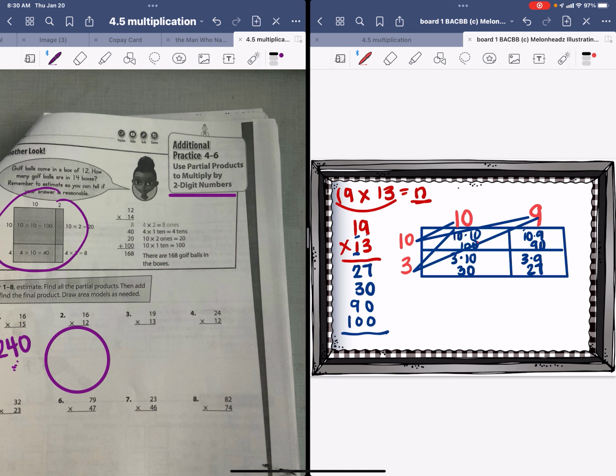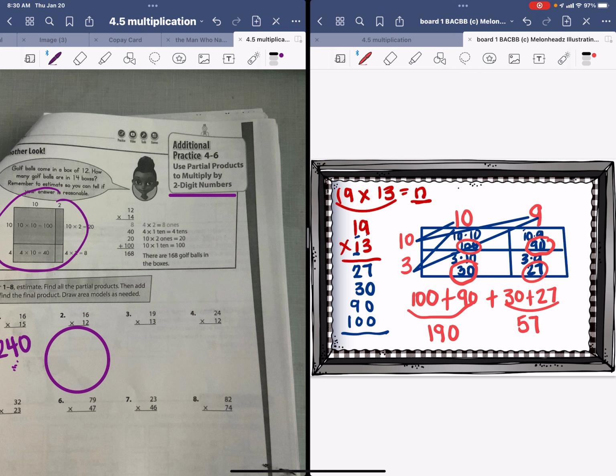So I've got to add up all of these partial products. There's 100. So I've got to write my 100 here. Plus, the next partial product is 90. Plus, the next partial product is 30. Plus, the next partial product is 27. So 100 plus 90 is 190. 30 plus 27 is 57.